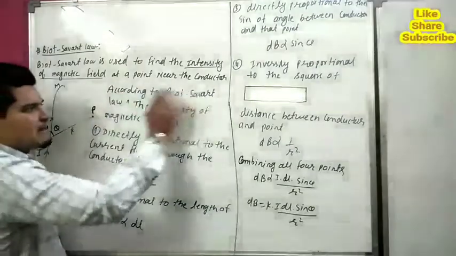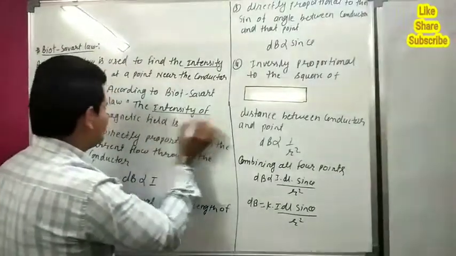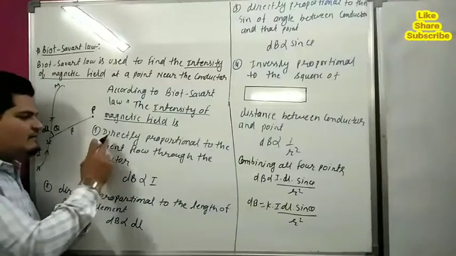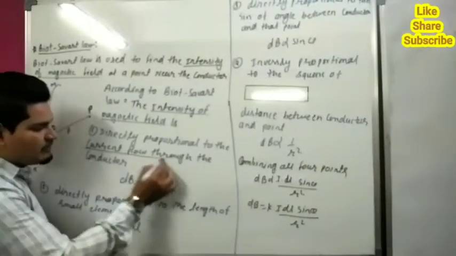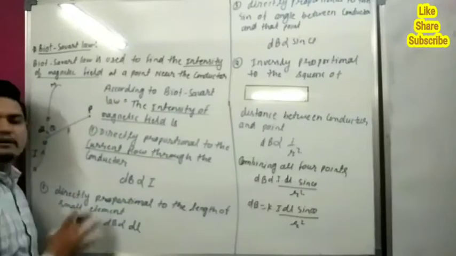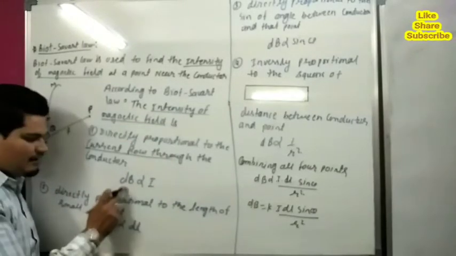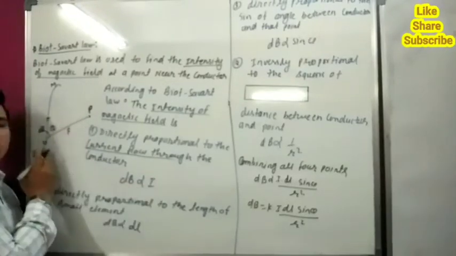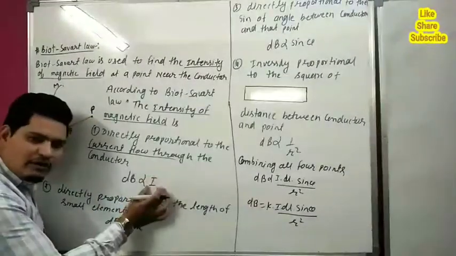So according to the Biot-Savart law, the intensity of magnetic field is directly proportional to the current flowing through the conductor. dB is the intensity of magnetic field, and I is the current flowing through the conductor.